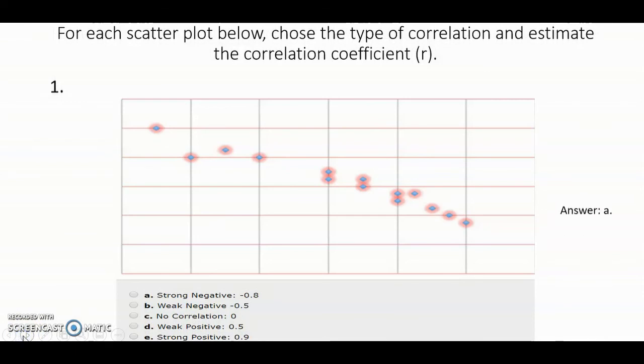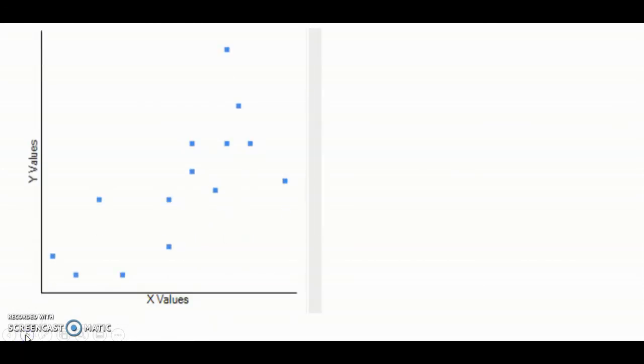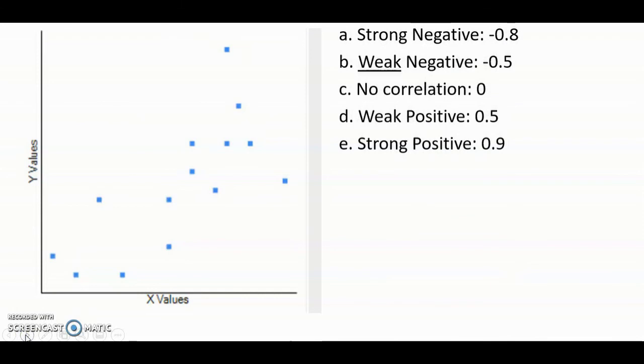Well, the answer is A. It is a strong negative correlation. We see that the dots are almost completely lined up on a potential line of best fit. So A is the right answer. Now take a guess on what you think the correlation will be.